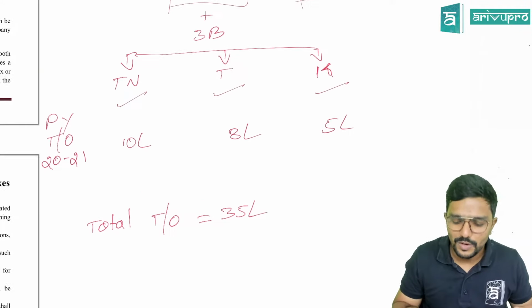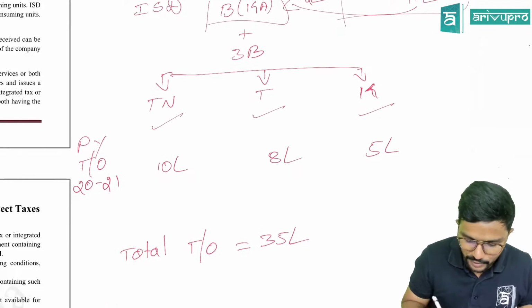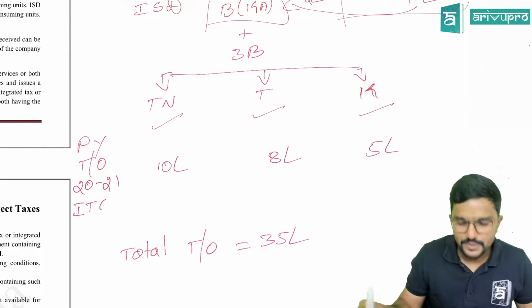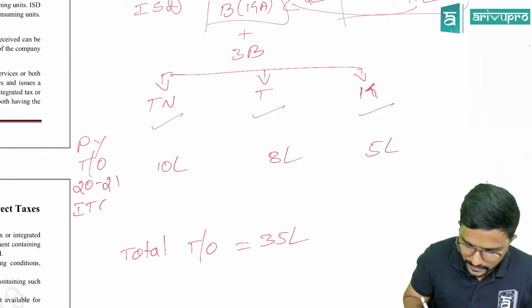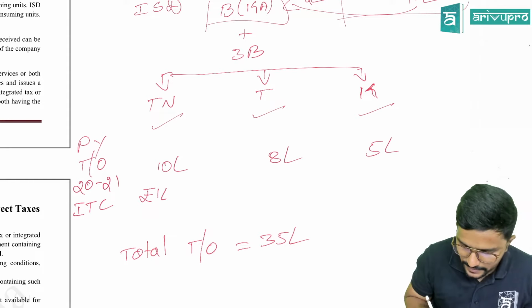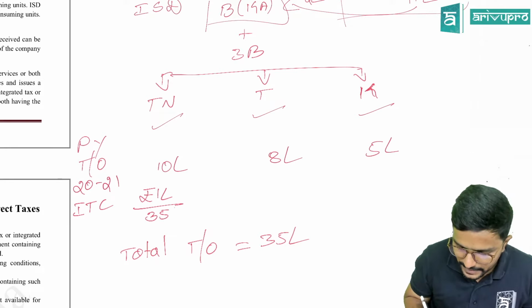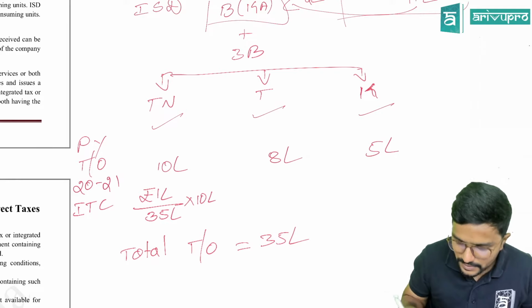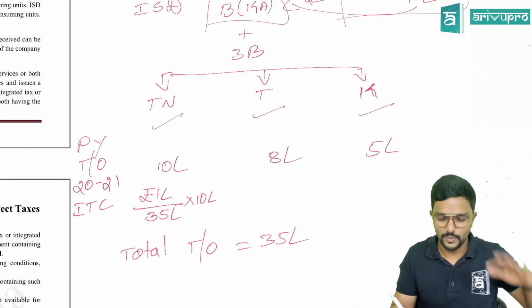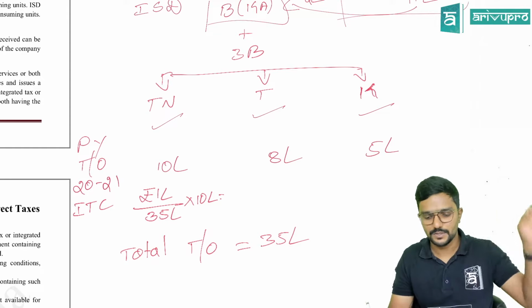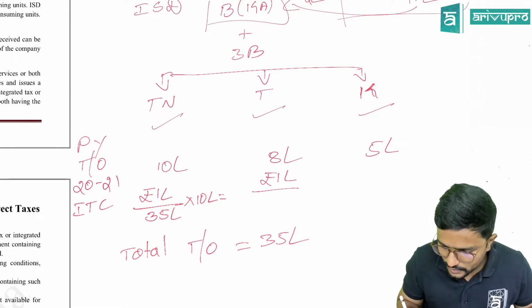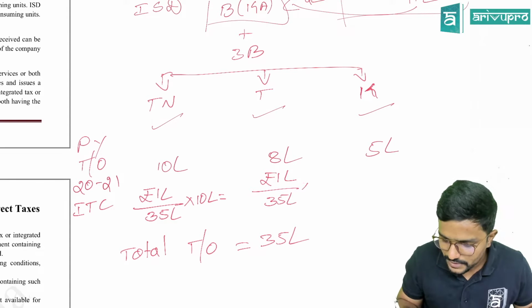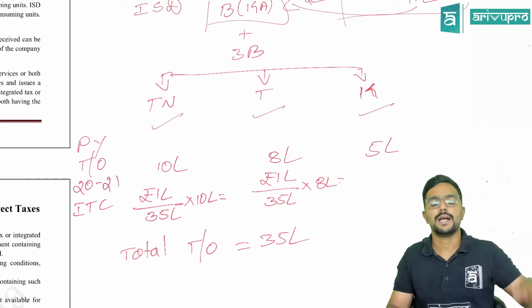Now, how do we calculate the credit attributable to each branch? Input tax credit attributable to Tamil Nadu branch: what is the total credit? 1 lakh. What is the total turnover? 35 lakh. Into the turnover of Tamil Nadu branch, 10 lakh. So this much will go to Tamil Nadu branch. Same way for Telangana branch: total credit 1 lakh, total turnover 35 lakh, into the turnover of the beneficiary unit, 8 lakh. So this much will go to Telangana branch.